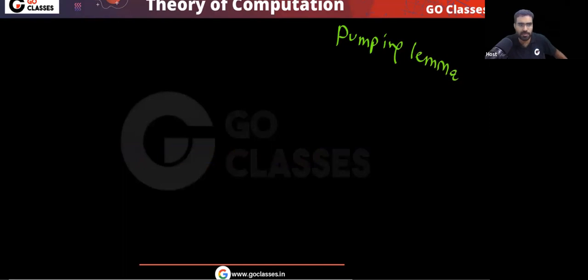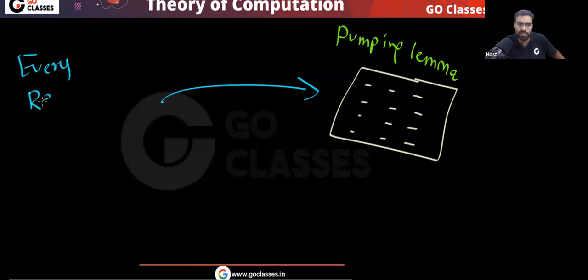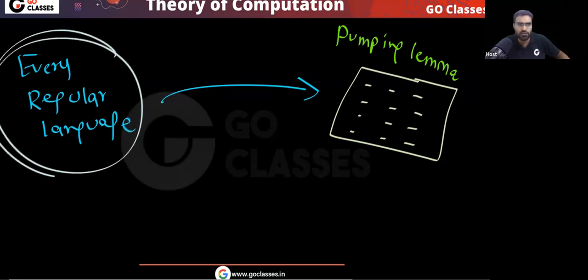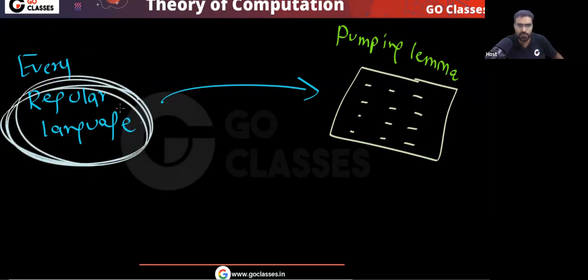So what this pumping lemma says is that there is a property, or I can say there is a condition. This pumping lemma gives a condition. Now, we have already seen that every regular language will pass this condition. Whatever regular language you take, what is a regular language? What is the definition of regular language? Regular language means a language for which we can create a DFA, or an NFA, or a regular expression.